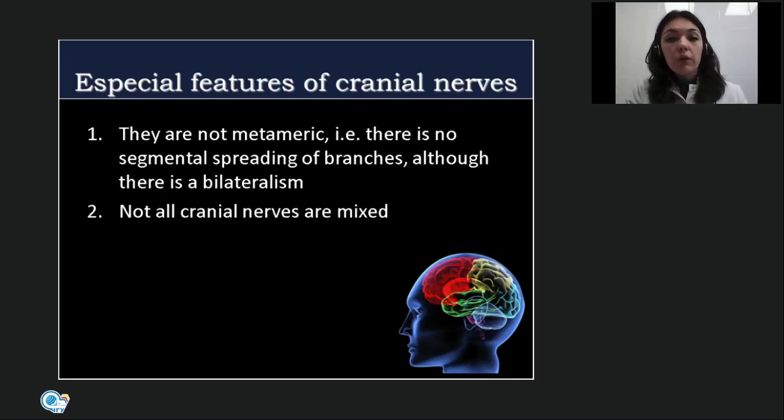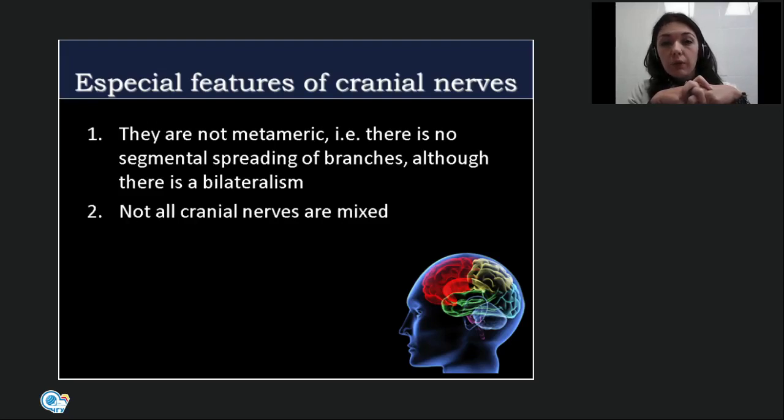For cranial nerves, it's not like that. They are different. First of all, they are not metameric. There is no segmental spreading of branches, although there is bilateralism. Cranial nerves are paired nerves. Each cranial nerve, it doesn't matter which pair it is, has a right and left. They are bilateral and symmetrical. Only in some very exclusive cases is the topography of branches slightly different. But in most cases, it absolutely repeats one another.